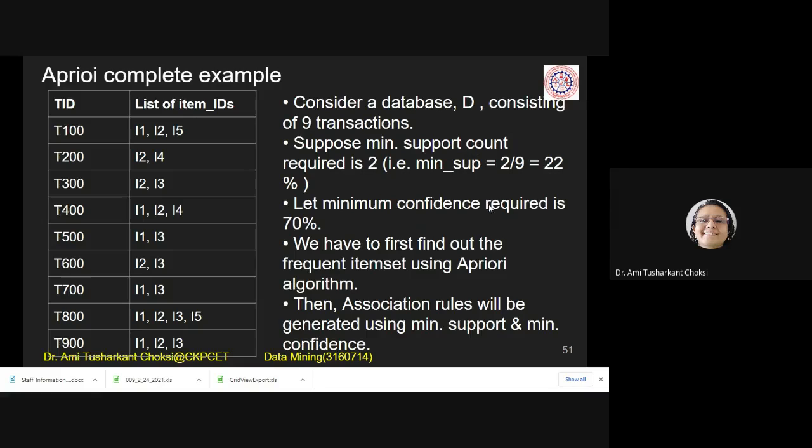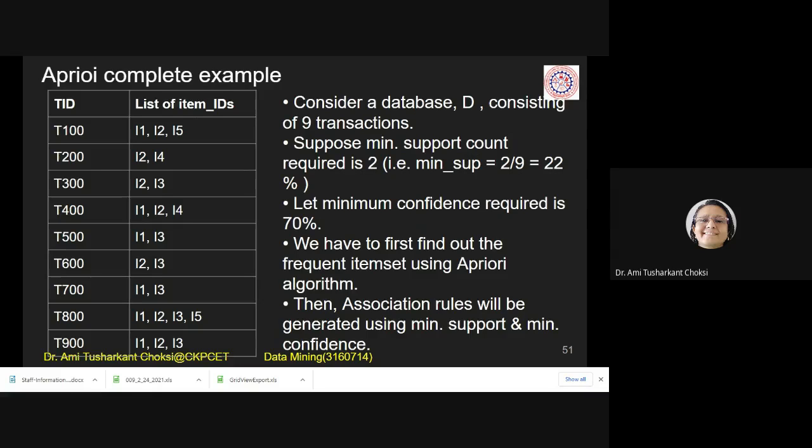So what should we do? Let the minimum confidence required be 70 percent. Two measures are given to us: one is support, one is confidence, right? The minimum support count is 2 and the minimum confidence is 70 percent. So now what should we do? Proceed further with our Apriori algorithm.